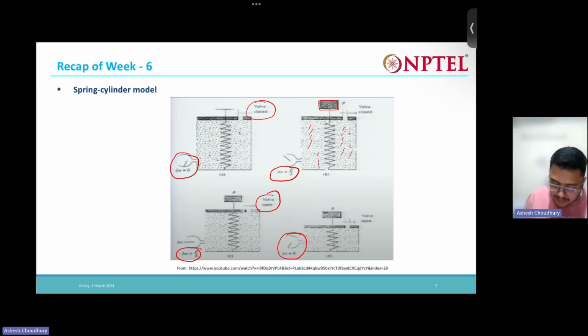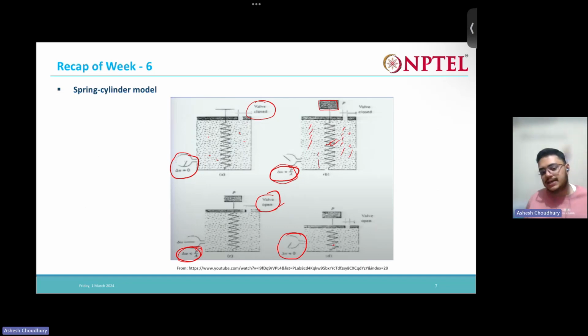Okay, understood, right? So initially the valve is closed. As you apply the load, the whole load is getting transferred to the water, and it gets developed as pore water pressure, right? The spring is not taking any load now. Now as you open the valve, the water will start ejecting and the spring will start taking load. That means the effective stress is going to increase and the pore water pressure keeps on reducing.